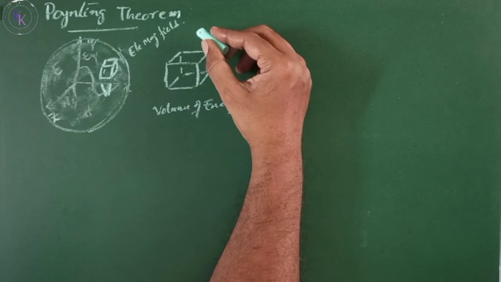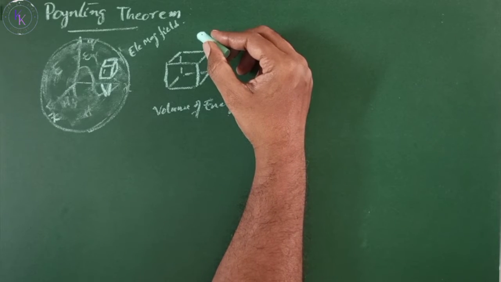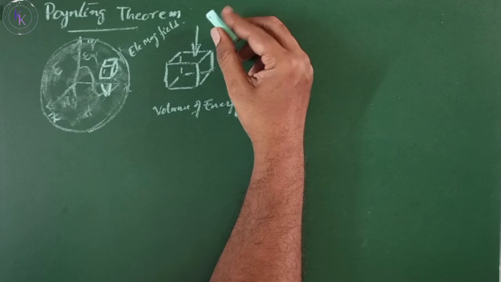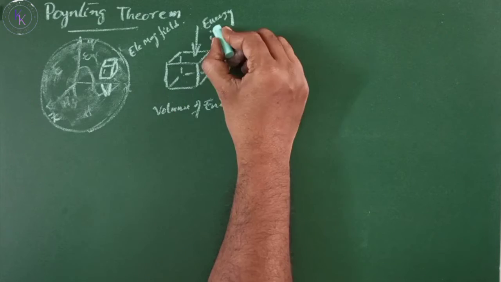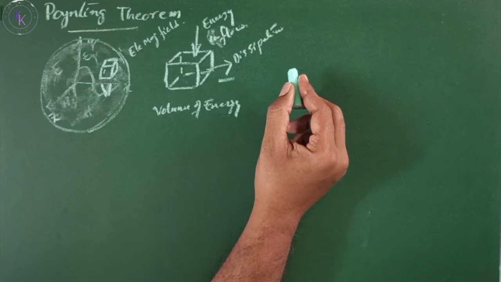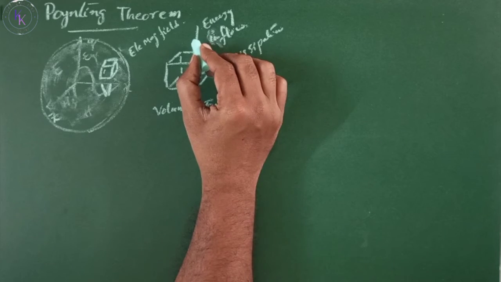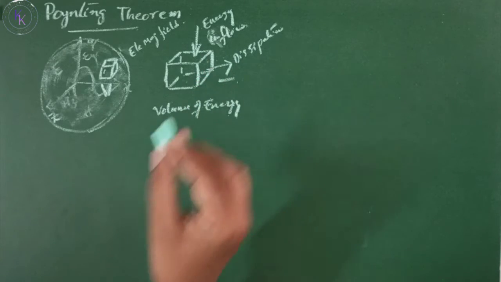I'm considering a small volume of electromagnetic field. There is a definite amount of energy stored in it. Simultaneously, there is an inflow of energy into the volume and also dissipation of energy. The rate at which dissipation takes place must be equal to the rate at which stored energy is decreasing plus the rate of inflow of energy.